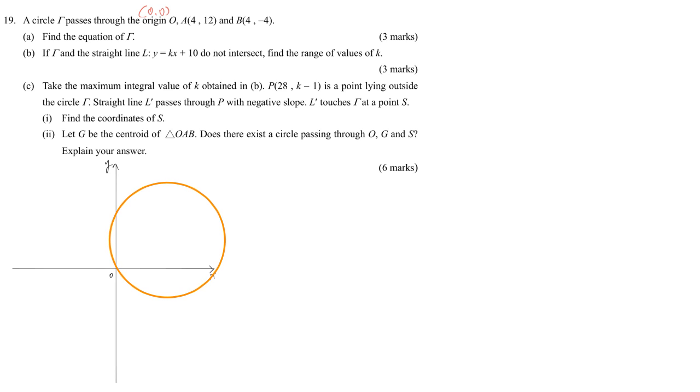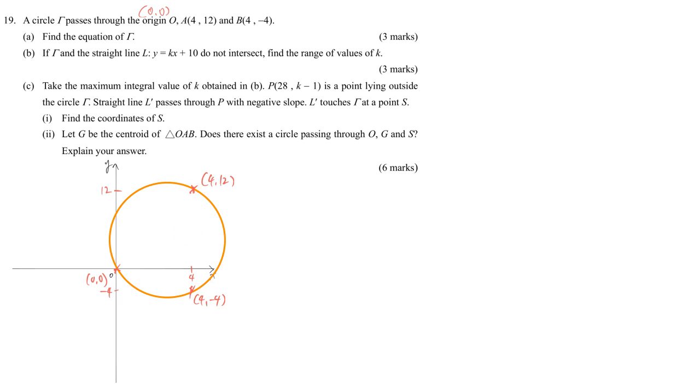It should be somewhere like this. It passes through the origin, that means it passes through (0, 0). And then it passes through the point (4, 12). So we have (4, 12) approximately here, and also another point, (4, negative 4) here. Obviously, AB doesn't look like it passes through the center.